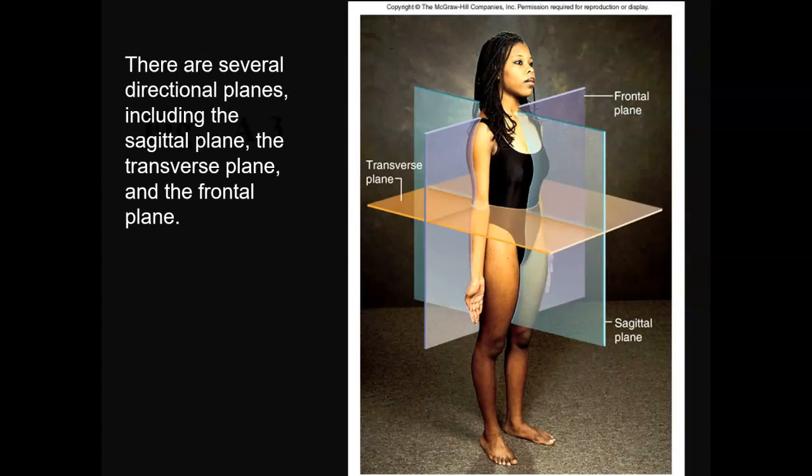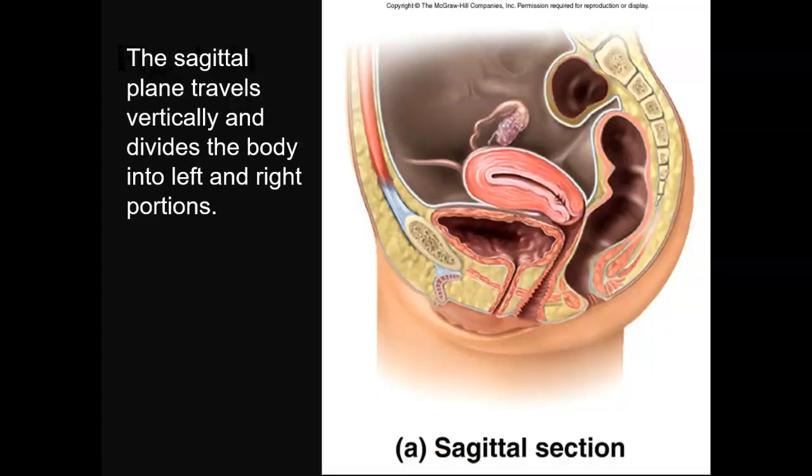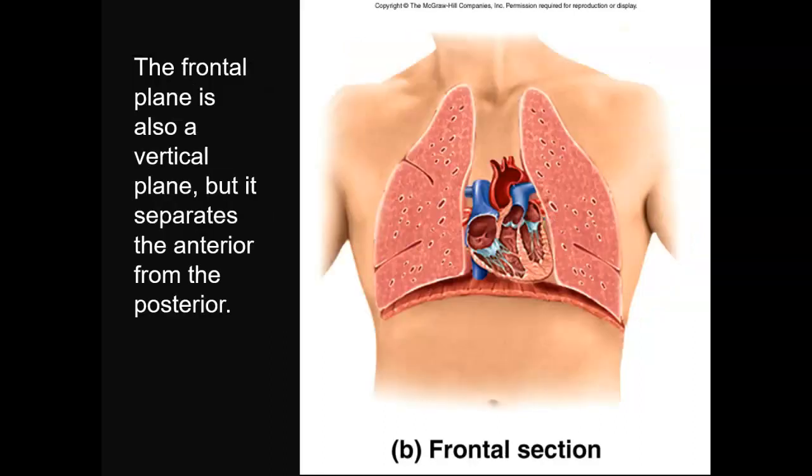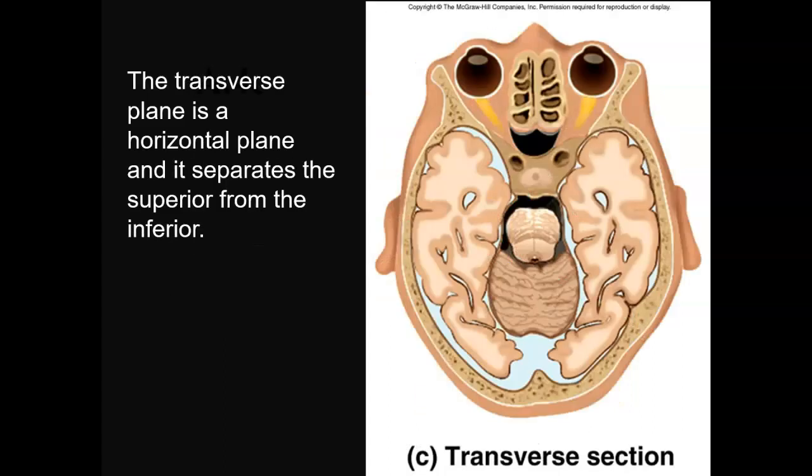We also talk about several directional planes: sagittal, transverse, and frontal plane. The sagittal plane divides the body into right and left halves, so here you see a sagittal section of the pelvic cavity. The frontal plane divides the body into front and back, or anterior and posterior, so here's a frontal section of the thoracic cavity. The transverse plane is the horizontal plane that divides superior from inferior, so we get a transverse section of the brain here. This, for instance, is what you would typically get in a CT or an MRI, these very thin horizontal slices.